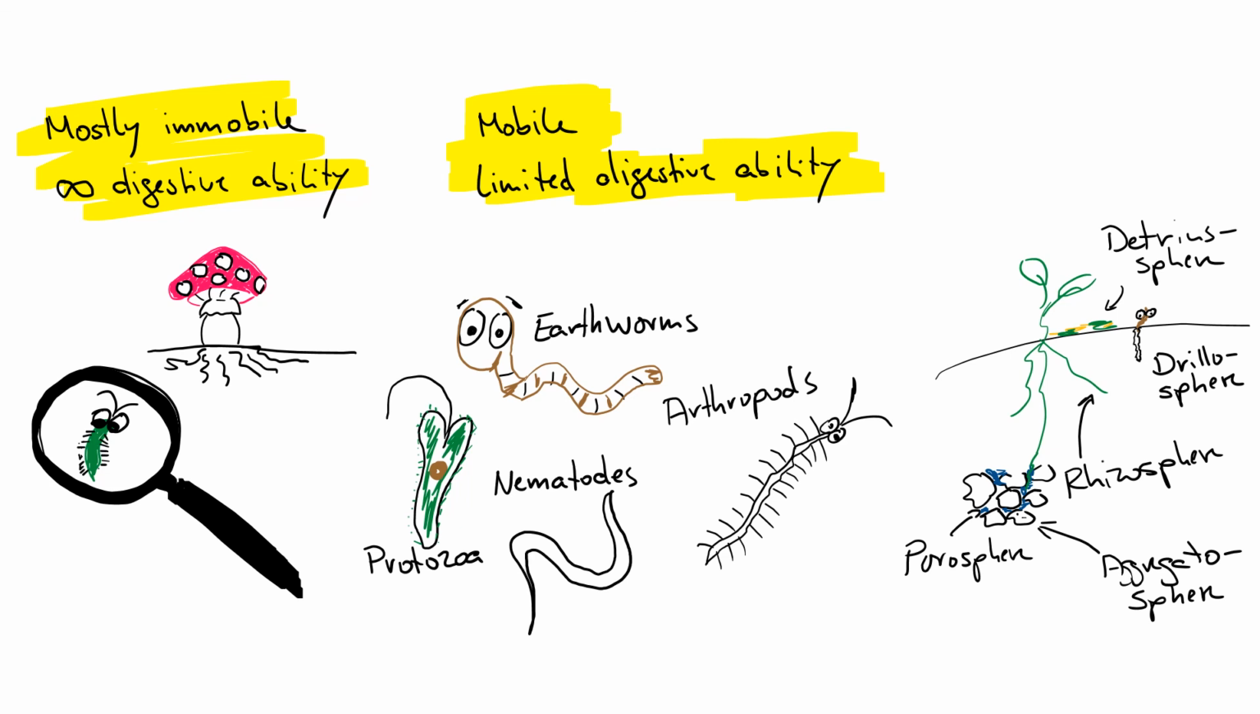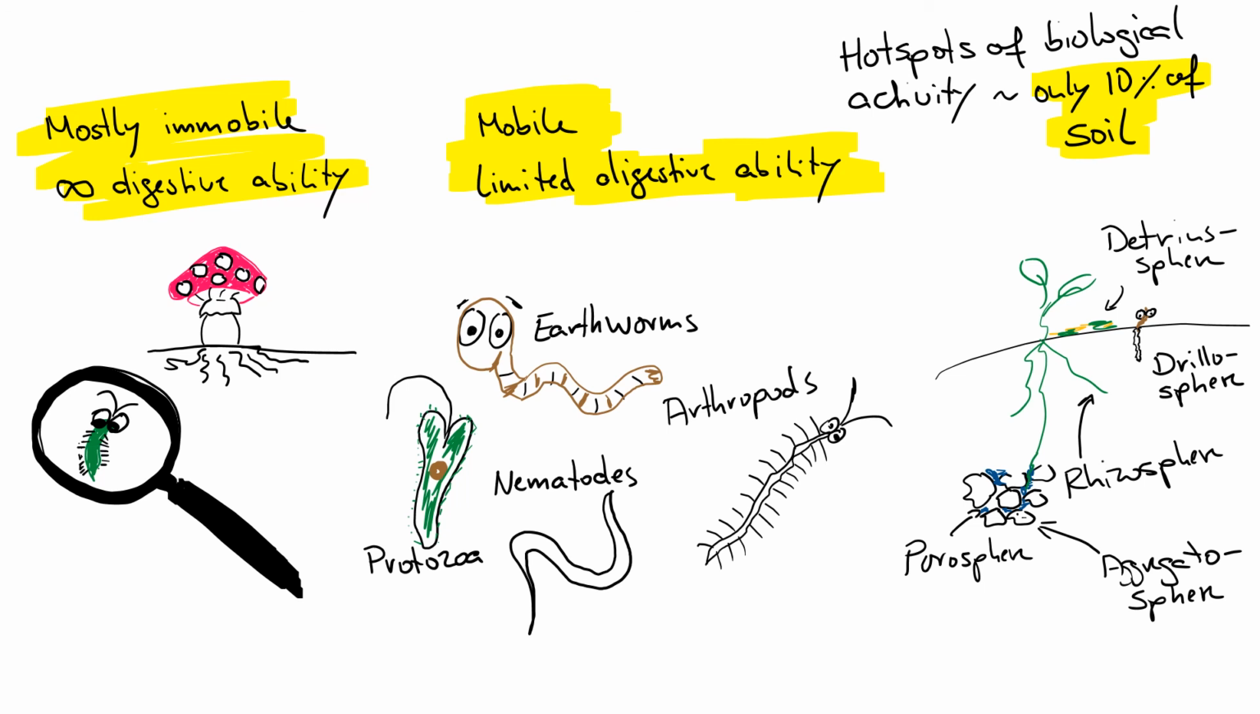The end result, though, is that 90% of the soil is more or less not devoid of life, but at least dormant in terms of biological activity, and only about 10% of the soil sees some active biological activity, at least as long as food and the right kind of conditions are lasting.